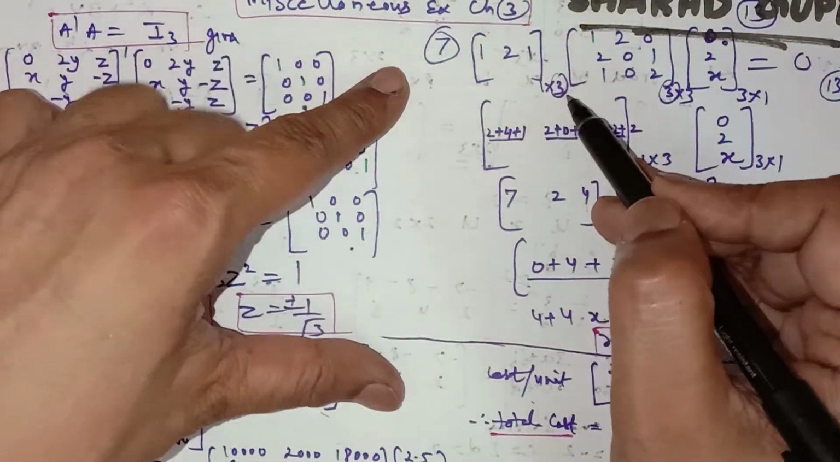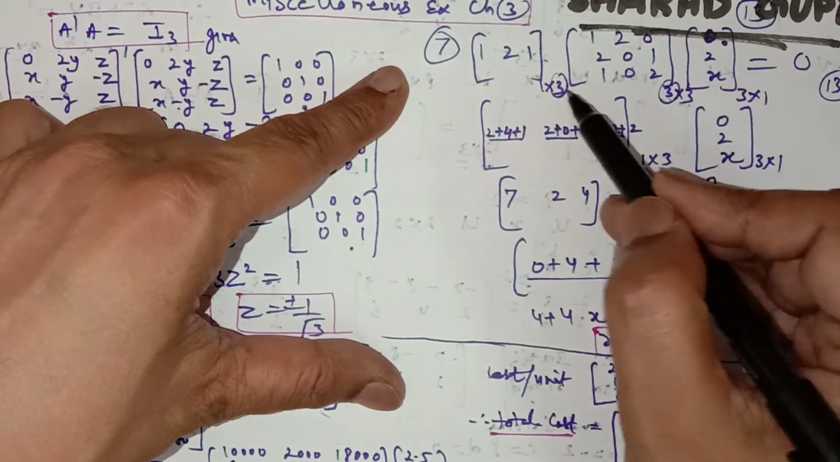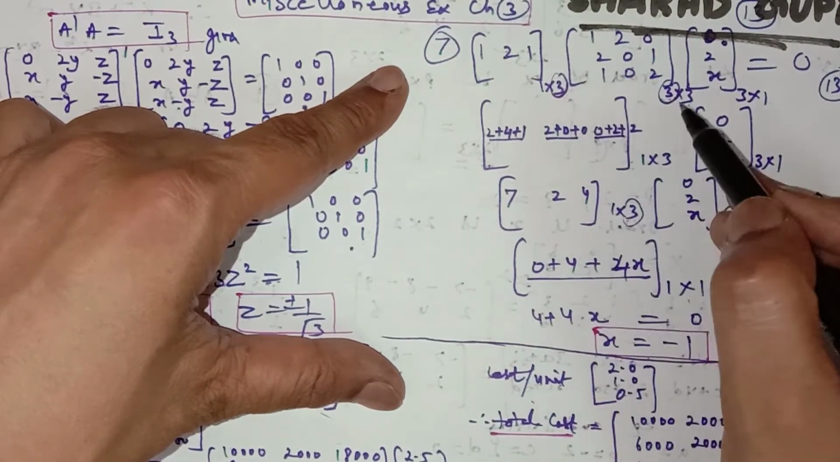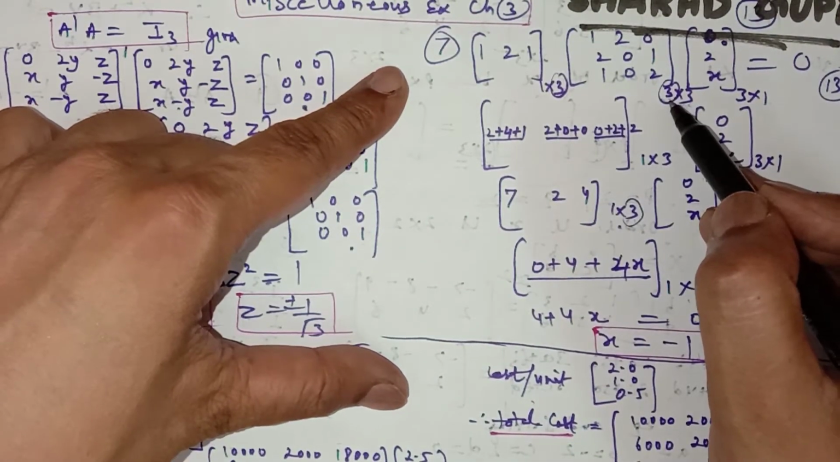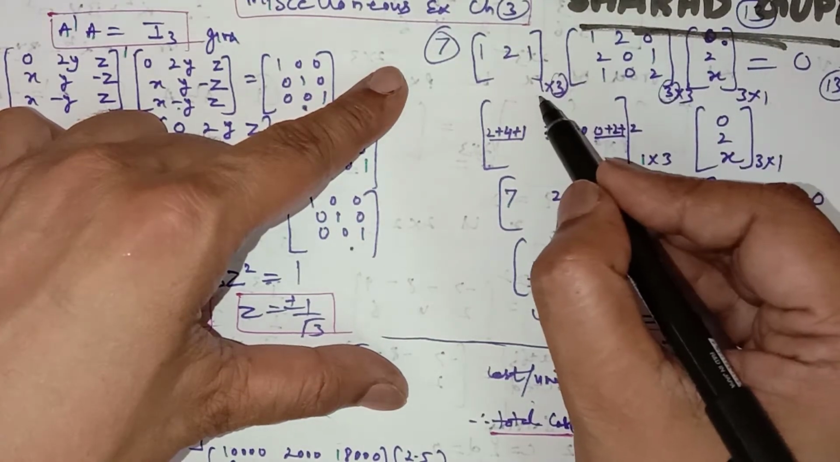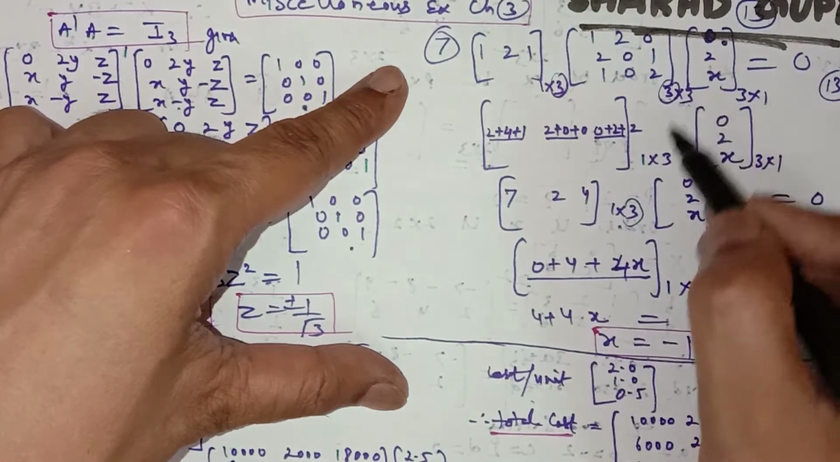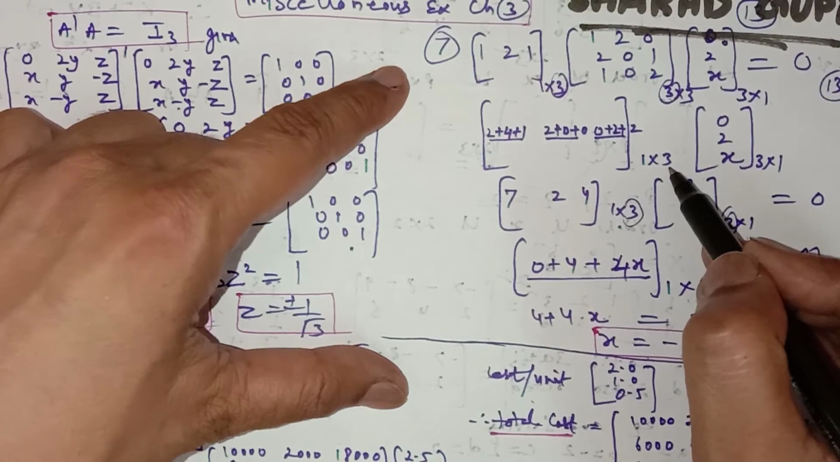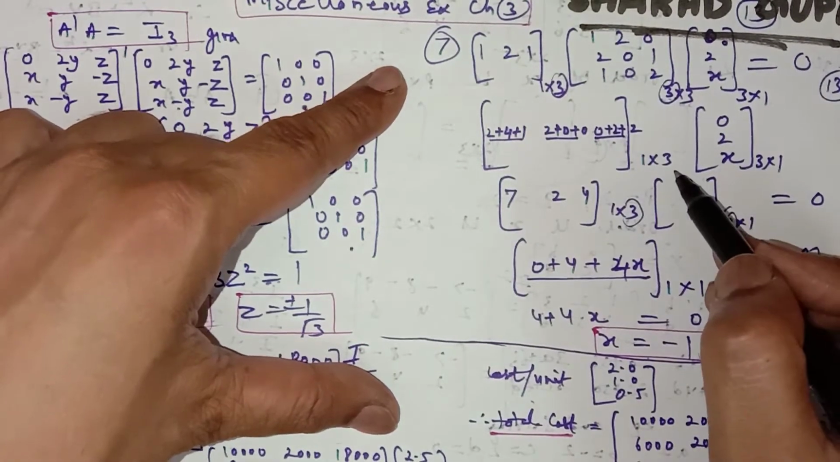Now because it is a 1 by 3 matrix and it is a 3 by 3 matrix, and the number of columns of the first is equal to the number of rows of the second, we can multiply, and the order of the resultant matrix will be 1 by 3. So it will be a row matrix, 1 row and 3 columns.